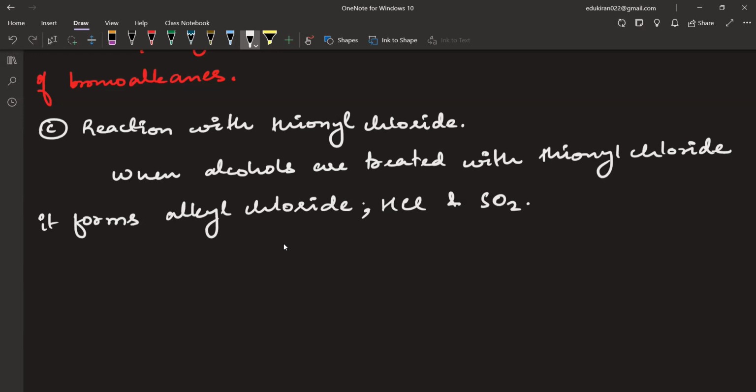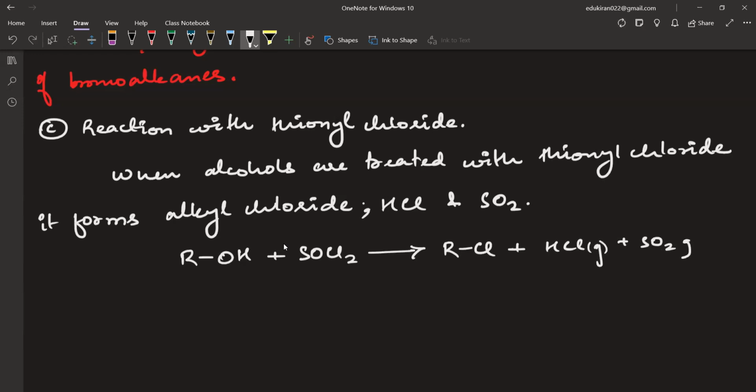So what is the reaction? The reaction you can write it as ROH plus SOCl2 is giving me RCl plus HCl. This will be a gas, and SO2, this will be also a gas. Please write this down. Let me know when you're done. Sir. Done? Okay. Now write a note here.